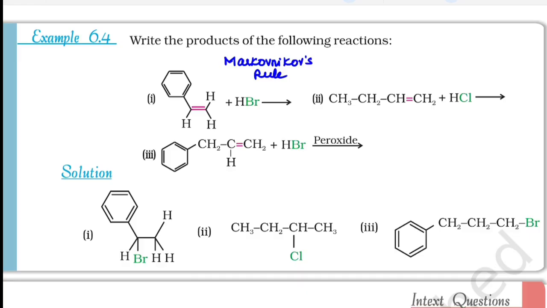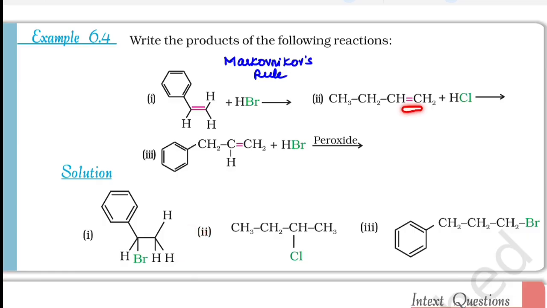Where you add is according to Markovnikov's rule. Hydrogen should be added to the carbon atom containing more number of hydrogen atoms. This carbon, how many hydrogen atoms does it have? It has only one hydrogen atom. This carbon has two hydrogen atoms, so it has more hydrogen atoms. Therefore hydrogen should be added to this carbon and bromine should be added to this carbon. So here you can see this is the product obtained.